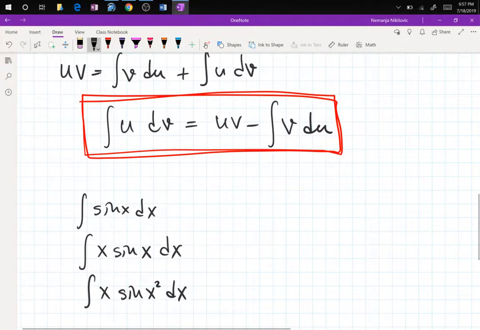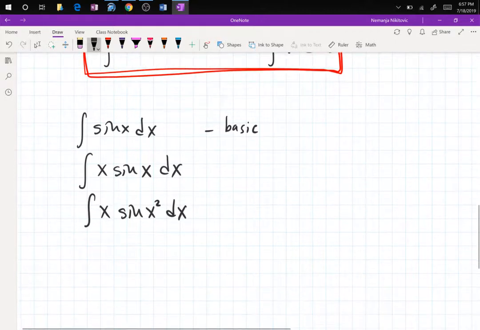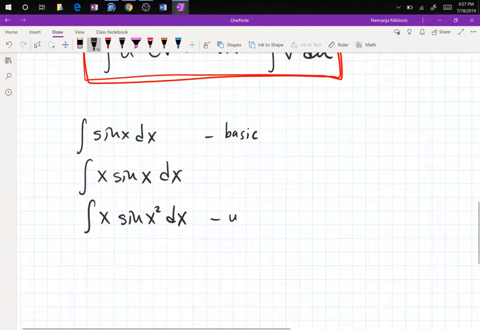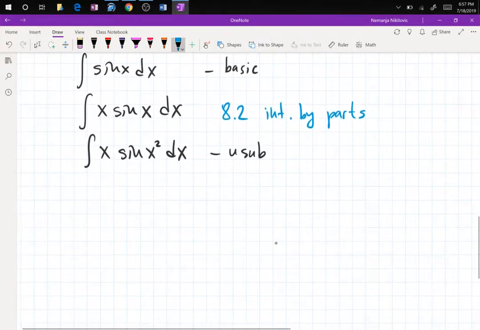The first one on top was a basic integral. You learned this in Calc 1. The one on the bottom was the u-sub, which was 5.5, also Calc 1. The one in the middle was the one I said was 8.2, integration by parts. We are going to learn this tomorrow after the test. Well, it's tomorrow.